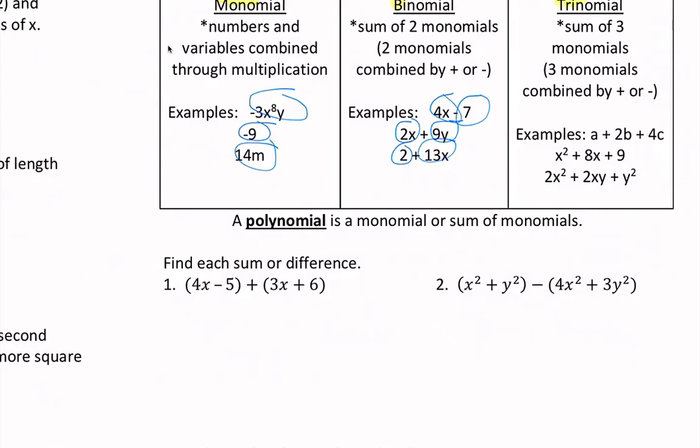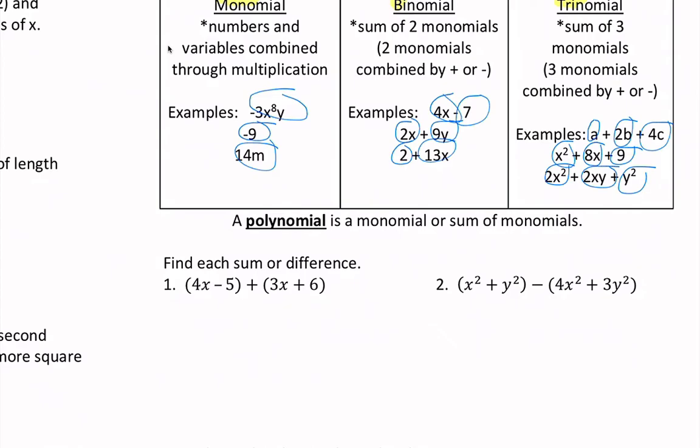A trinomial, tri means three, which means you're going to have three different things. So here I have A's, I have B's, and C's, three separate different terms. On the next one I have x squareds, I have x's, and I have regular numbers, three different terms, trinomial. And then finally here I have x squareds, which are different than xy's, which are different than y squared, so three separate terms, trinomial.